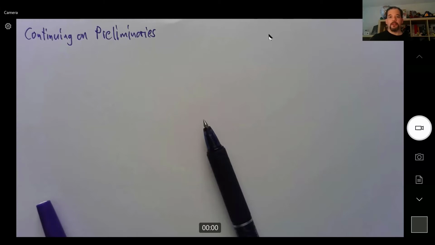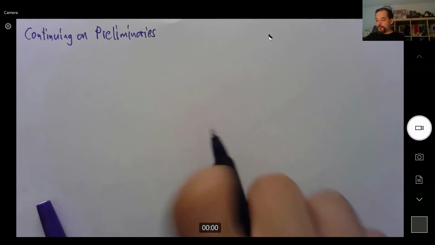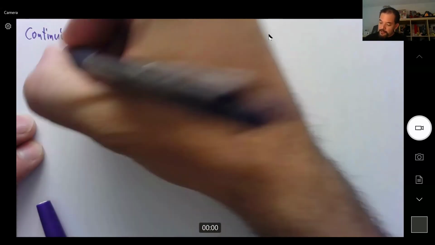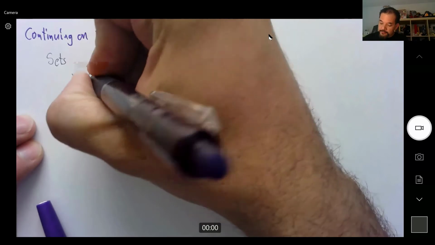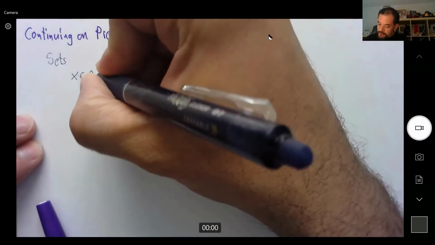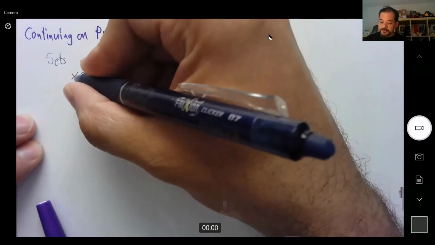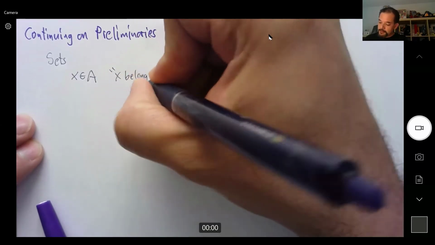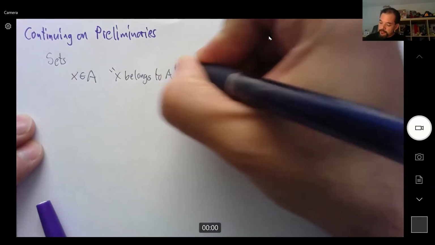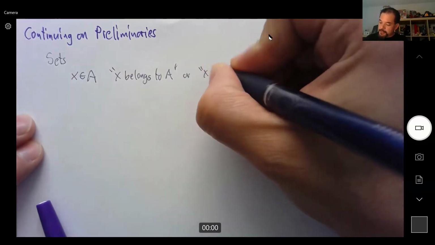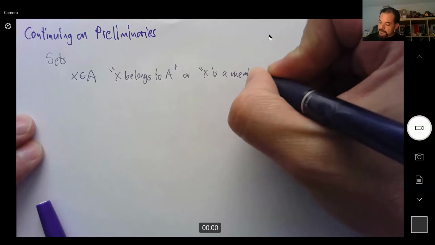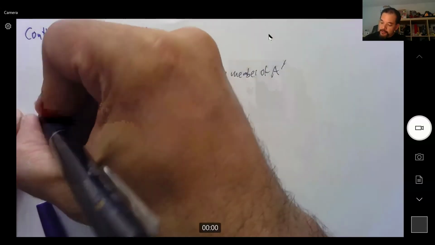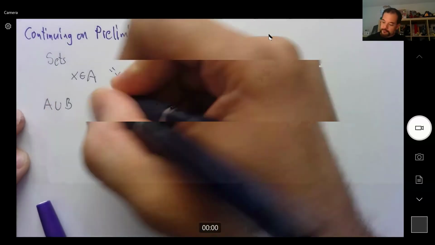Okay, we talked about sets. We remember that if we write something like this, x belongs to A means x is a member of the set A, or x is a member of A. We talked about what is A union B.